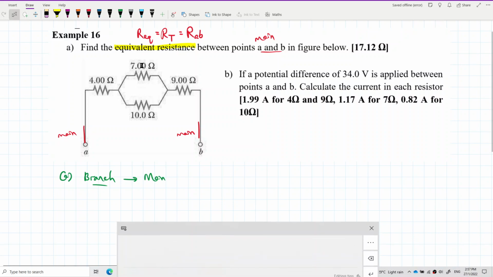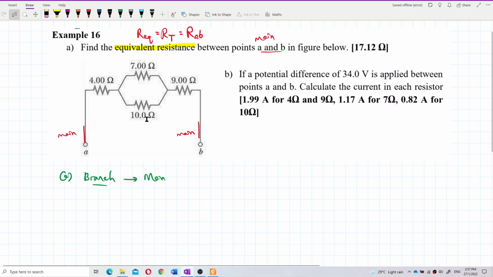Understand? So where are the 7 ohm and 10 ohm? This one should be in parallel. Why? Because there are 2-leg connections. You see that? Both of their legs are connected together. This is a parallel combination. Maybe I should label first: this one as R1, this one as R2, R3, R4. That way should be easier.